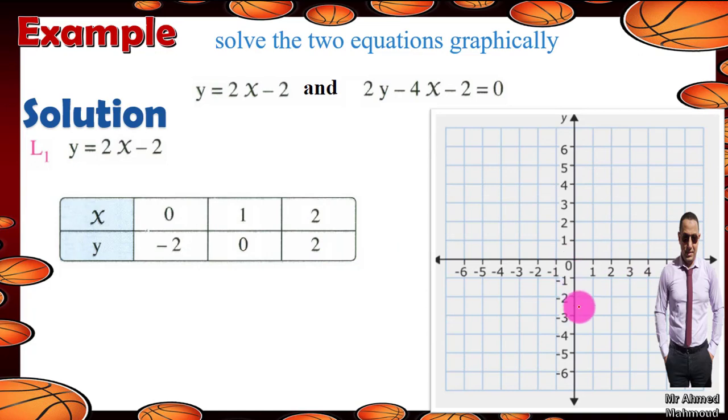0 and negative 2 here in this position. 1 and 0 belongs to the x-axis. 2 and 2 here in this position. Okay, and then I'm going to connect the points by a straight line like this. The second equation, okay, this is not prepared well, so I'm going to send 2 to the right side and I'm going to send 4x to the right side.